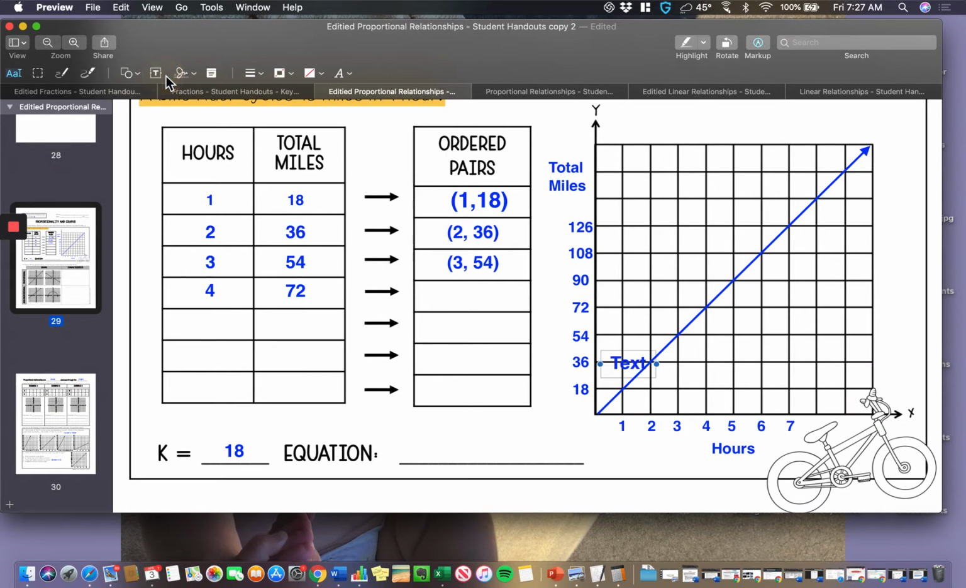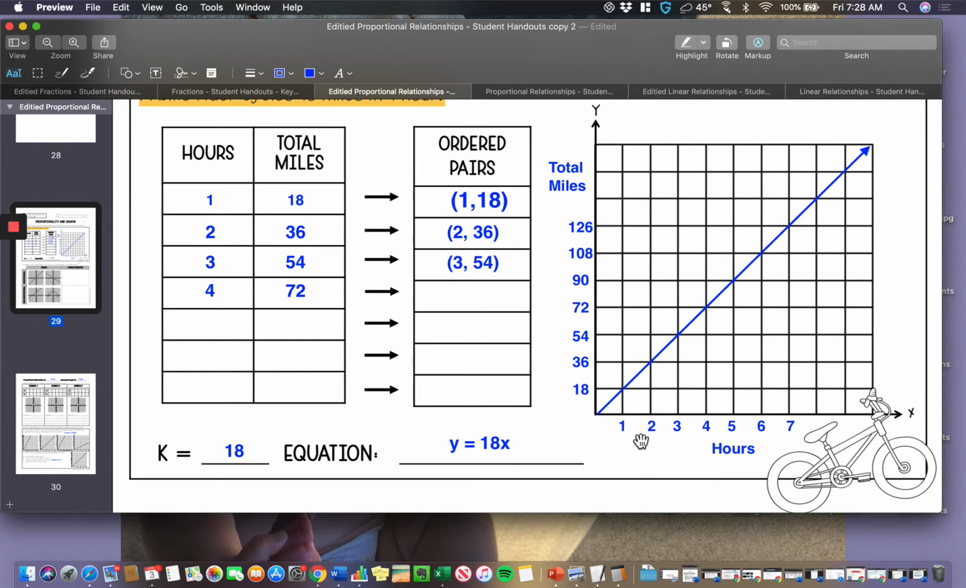If I wanted to find an equation for that, in order to find y, I could write an equation like y equals 18, which is my constant, multiplied by x. So whatever my constant is, I can multiply by x. So my constant is 18, multiplied by 1 gives me 18.